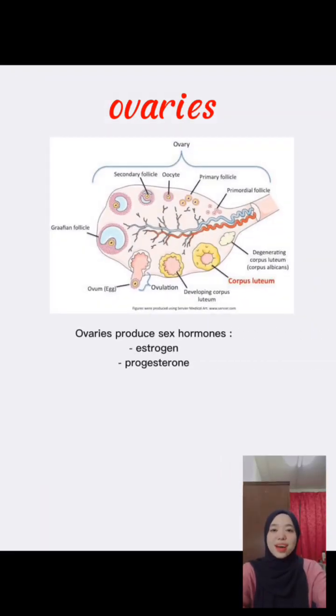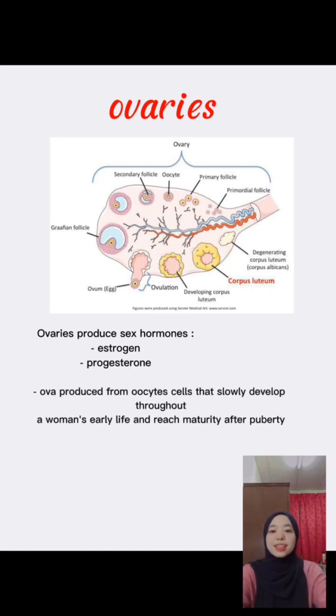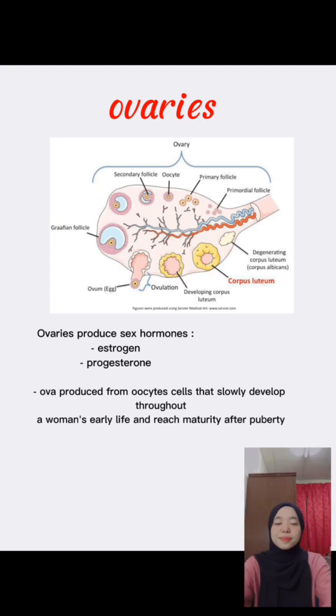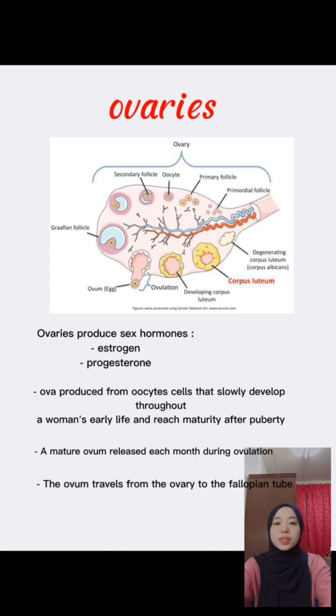The ovaries. Ovaries produce sex hormones such as estrogen and progesterone as well as ova, commonly called eggs. Ova are produced from oocyte cells that slowly develop throughout a woman's early life and reach maturity after puberty. A matured ovum is released each month during ovulation. The ovum travels from the ovaries to the fallopian tube.